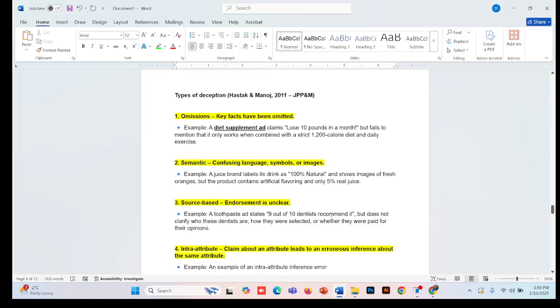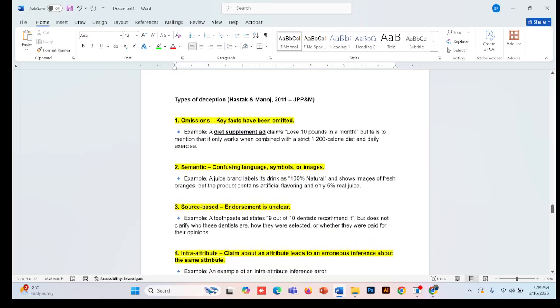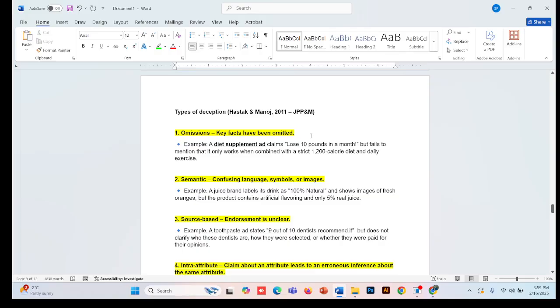অ্যাডভার্টাইজিংয়ে যে ডিসেপশনগুলো হয় এটা অনেকগুলো টাইপ আছে, so there are many types of deception, and in this lecture we will see four types of deception and they are omissions, semantic, source base or endorsement is unclear, intra-attribute, then inter-attribute. Okay, omission means key facts have been omitted.